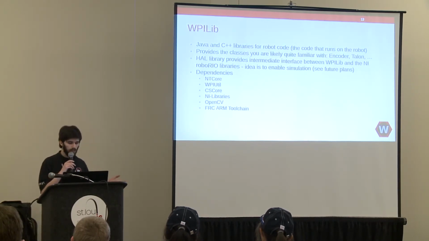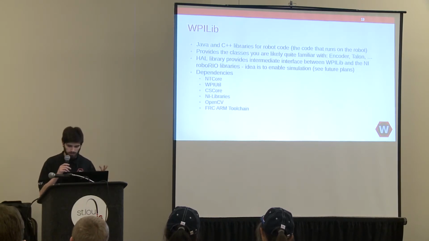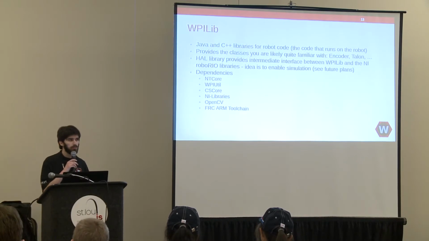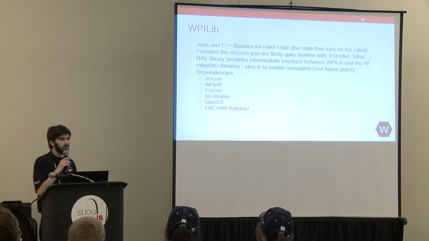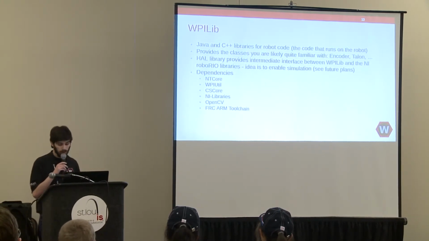The dependencies for the libraries, basically everything that we have: NTCore, WPIUtil, CSCore, the NI libraries for the RoboRIO, OpenCV, and the FRC ARM toolchain that we have to let you be able to compile your C++ programs on your development laptop or desktop or whatever, instead of having to compile all your code on the RoboRIO, which would be very, very slow.